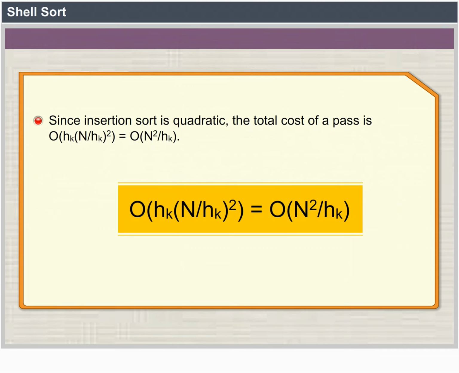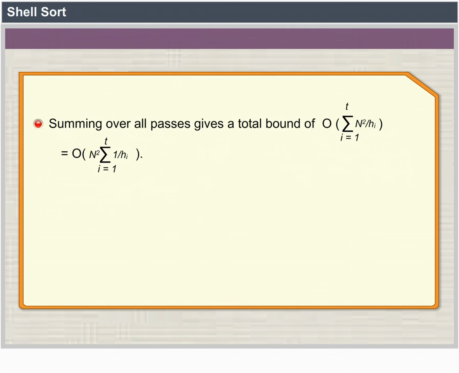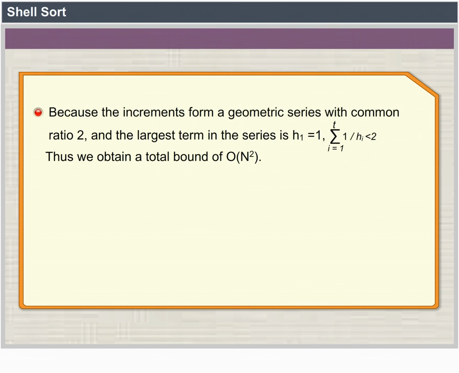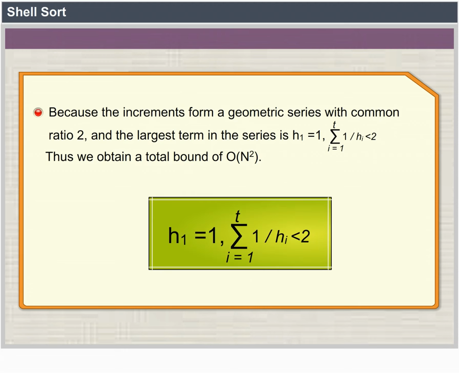Summing over all passes gives a total bound of big O of summation i equals 1 to t of n squared by hi, which equals big O of n squared times summation of i equals 1 to t of 1 by hi. Because the increments form a geometric series with common ratio 2 and the largest term in the series is h1 equals 1, summation i equals 1 to t of 1 by hi is less than 2. Thus, we obtain a total bound of big O of n squared.